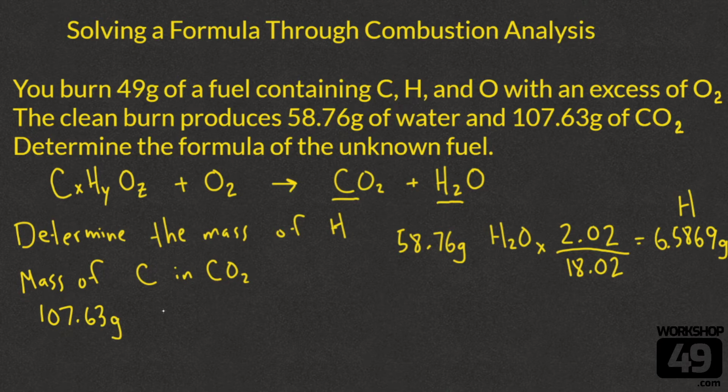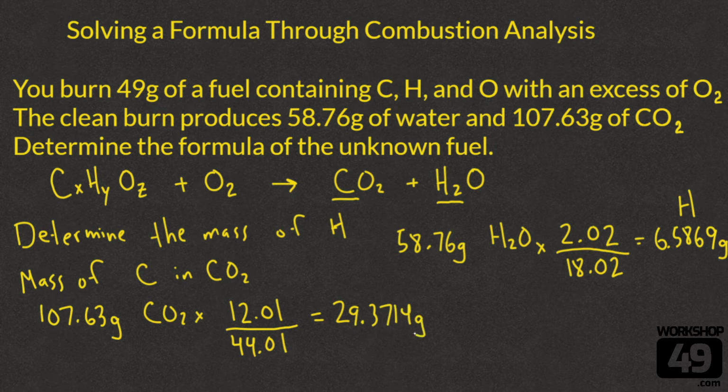We've been given 107.63 grams of carbon dioxide. We're going to multiply that by the mass of carbon that makes up carbon dioxide. That's 12.01. That's the molar mass of carbon. We're going to divide that by the molar mass of the whole CO2. This is time saving. You could do percent composition and multiply it out. That'll take a lot longer. You can just do this in one step by multiplying by the molar mass of all the carbons in carbon dioxide, dividing by the molar mass of carbon dioxide. This gives us 29.3714 grams carbon.